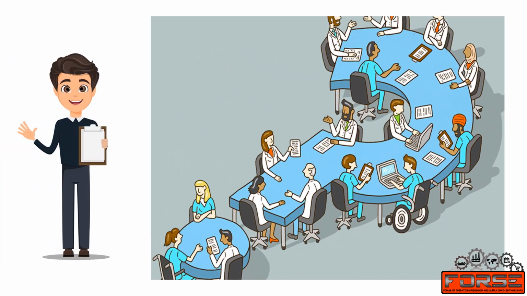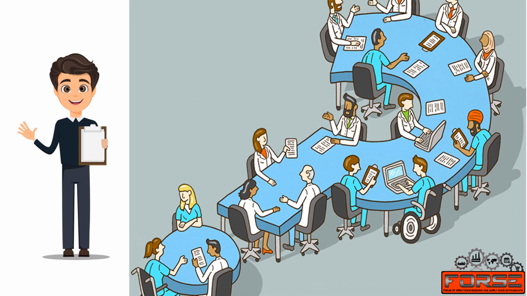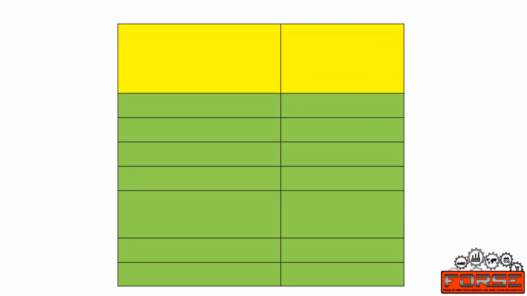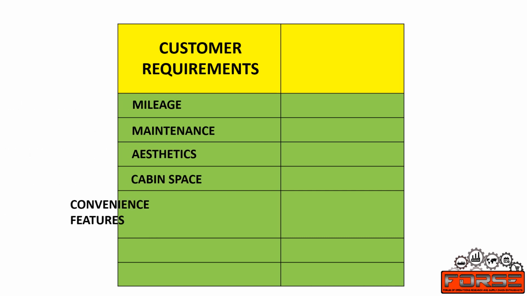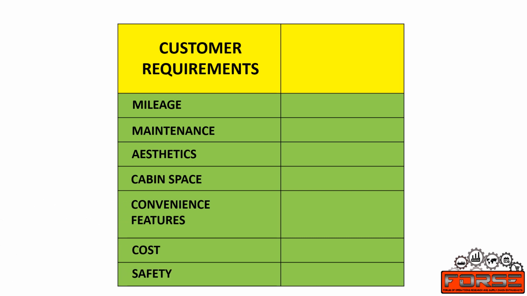First, the customer requirements will be gathered, and prioritized to arrive at the voice of customers. Let us assume that the customers primarily wish to have the following attributes in this segment: mileage, maintenance, aesthetics, cabin space, convenience features, cost, and safety. Now, the manufacturer would want to prioritize these requirements on a scale of 1 to 5, 1 having the least priority, and 5 the most.